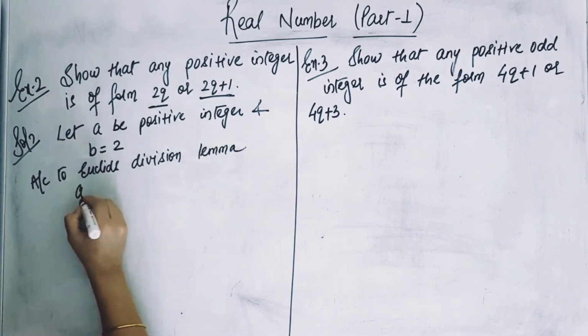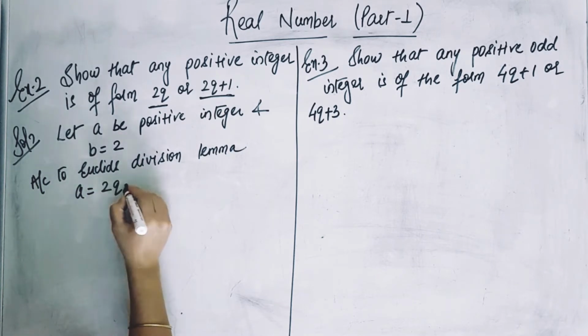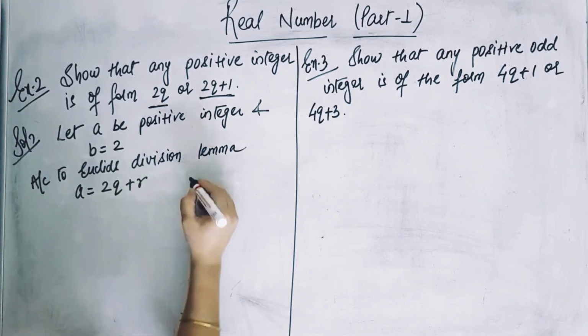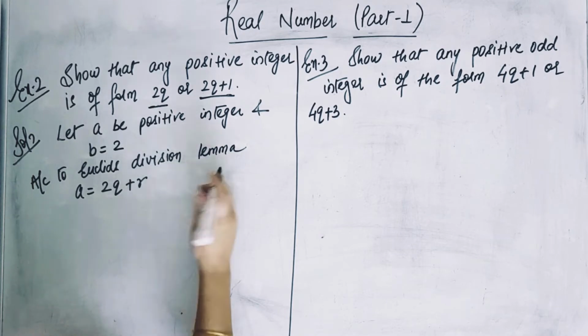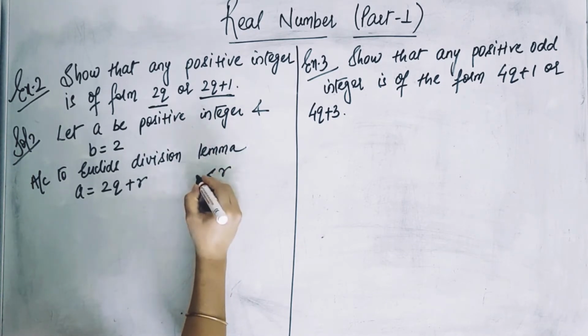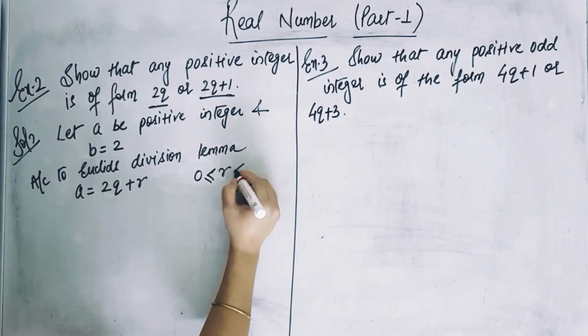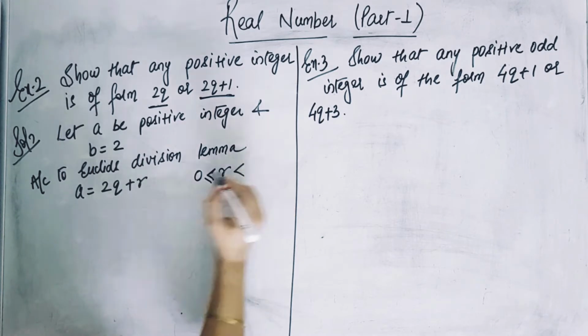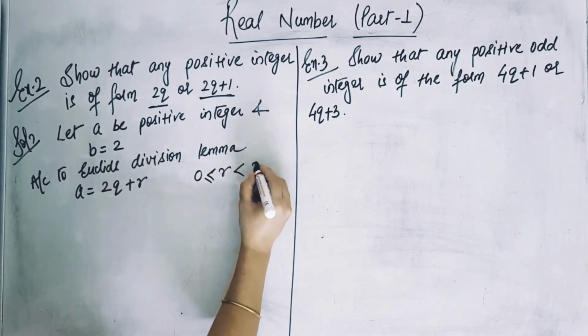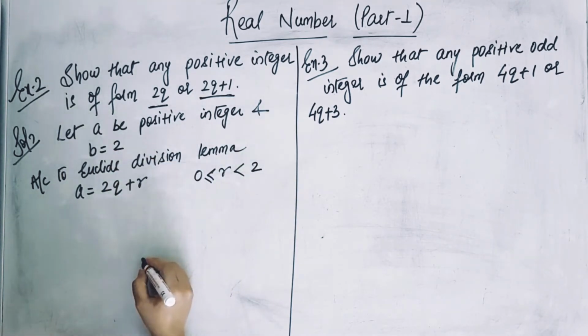We can write a is equal to 2q plus r, and we know the value of r should be greater than or equal to 0 and it should be less than b. Now here b is 2, so the value of r should be less than 2.